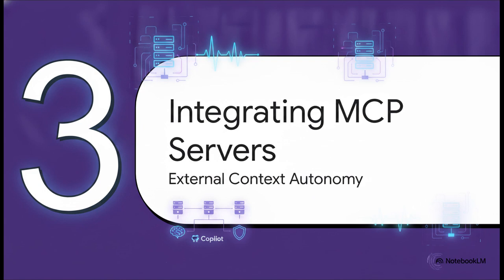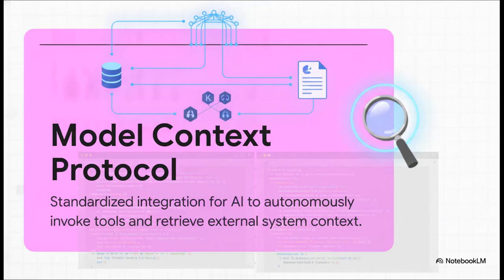Section 3, integrating MCP servers. If you're wondering what MCP actually is, it stands for Model Context Protocol. Think of it as a standardized integration that allows AI models to autonomously invoke external tools. It's basically a bridge that securely retrieves context from systems like Jira, Azure, and Docker. So Copilot can autonomously query your local database, check Kubernetes pod statuses, or even read your Confluence specs directly within your IDE. Pretty amazing, right?